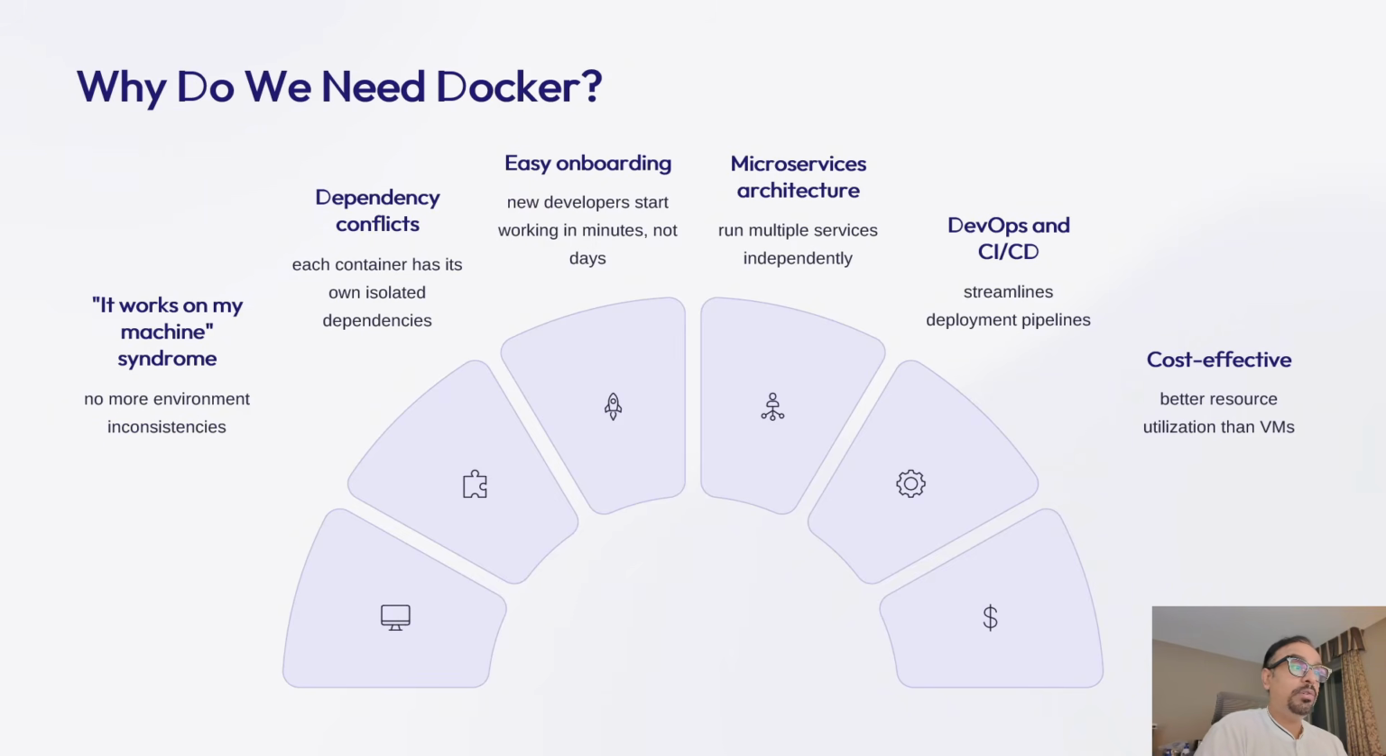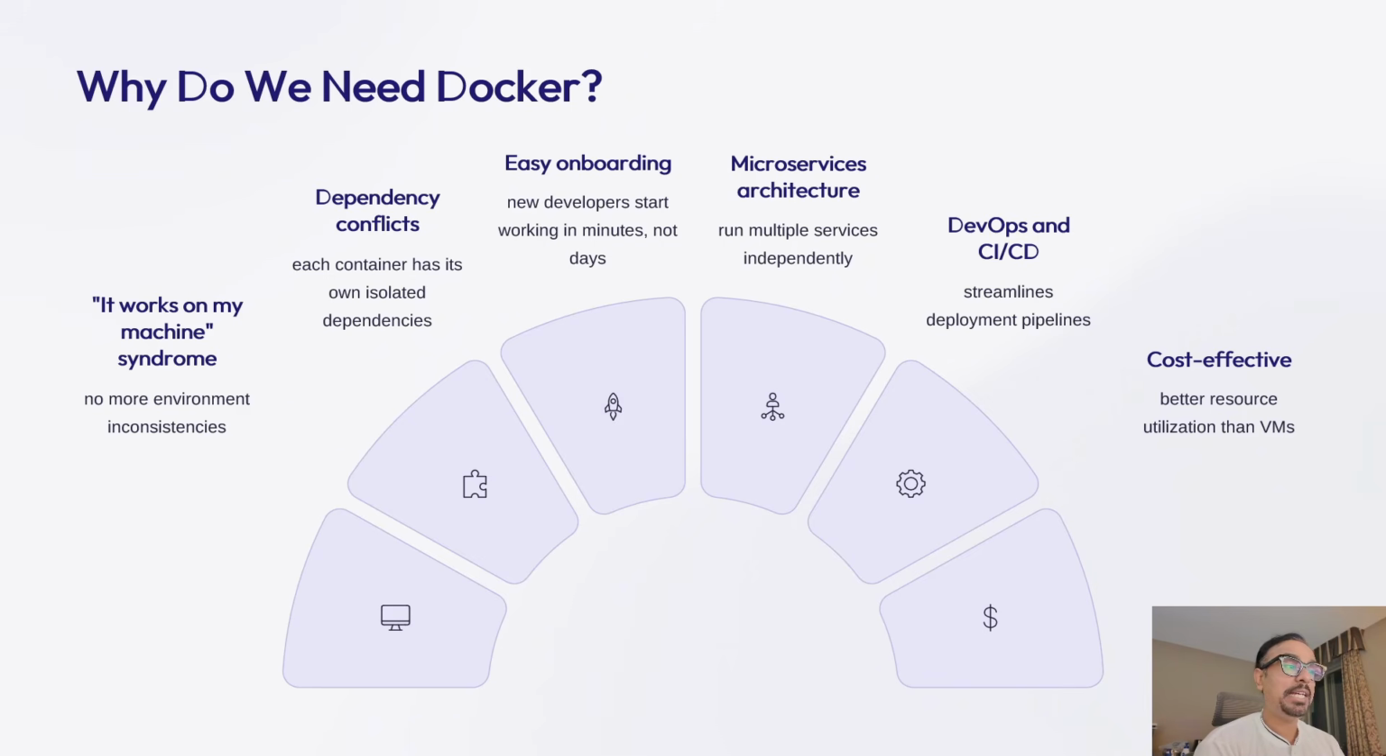So let's talk about the real problem Docker solves, why it is so famous. First, the infamous thing, the "it works on my machine" problem. How many times have developers said this when code breaks in production while it works for them? Docker eliminates this because the container that works on your laptop is identical to what runs in your production system.